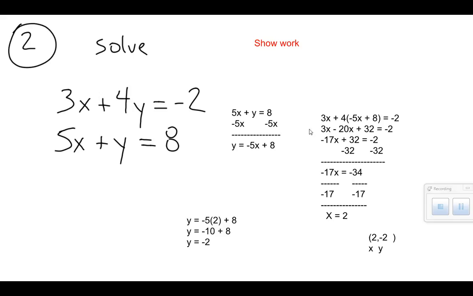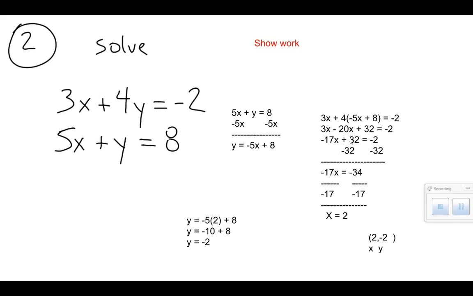So you can see I still have 3x, and I still have that 4, but where that y used to be, I substitute negative 5x plus 8, equal to negative 2. I have to distribute. 4 times negative 5 is negative 20x. 4 times 8 is 32. Combine your like terms. 3x minus 20x gives me negative 17x. Bring down the plus 32. Bring down the negative 2.